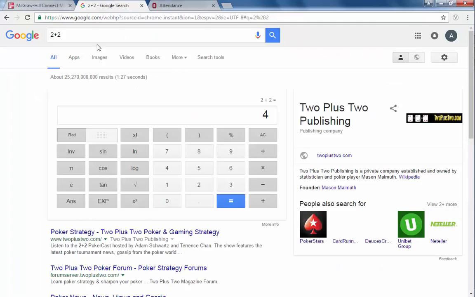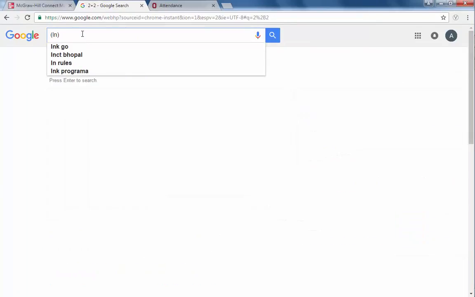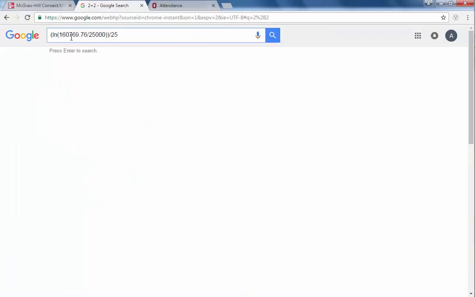All right, this is what you need to enter into your calculator. Always start with a parenthesis, to be safe. ln of, what was that stuff? 160,000 divided by 25 grand. And then this whole ln was divided by 25, correct? ln of 160 stuff over 25 and divide by 25. Just type this into your calculator as well.